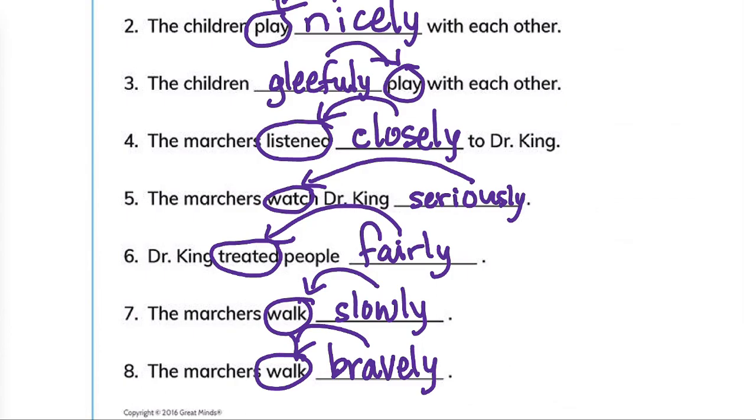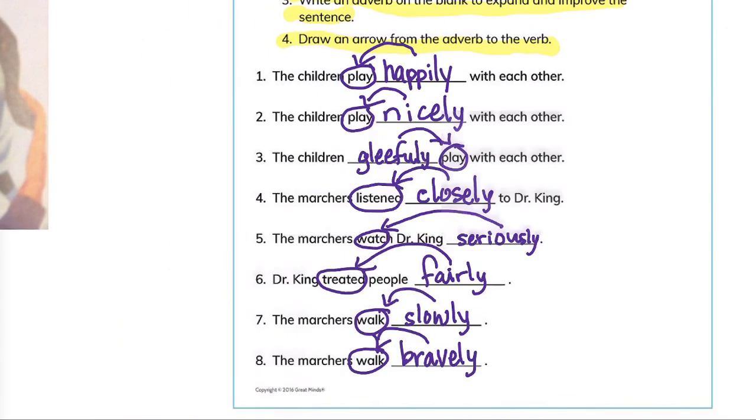Again, writers use adverbs to add detail about an action. These words usually end with ly, the suffix ly, to show that they describe something. So when you're done with this page, you are done with the deep dive for today.